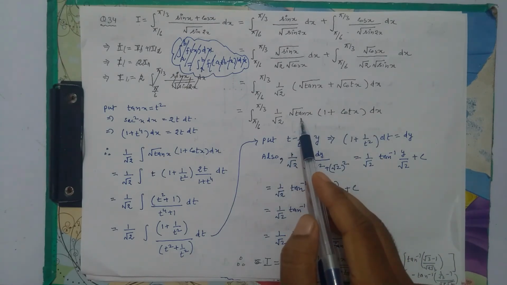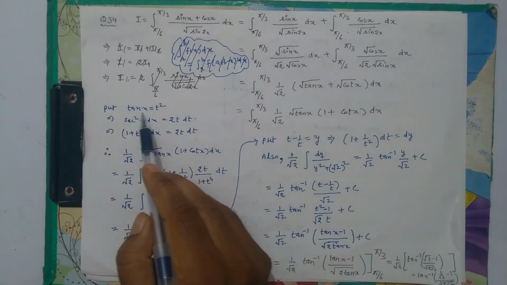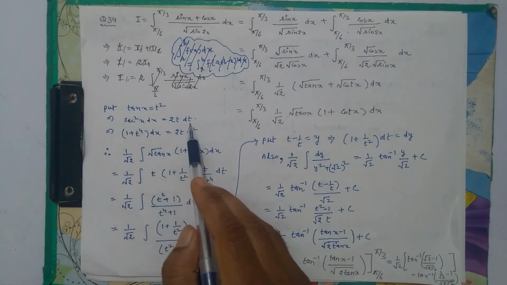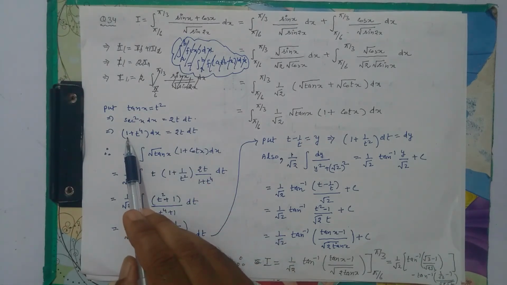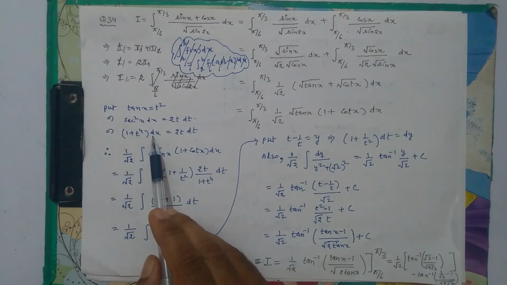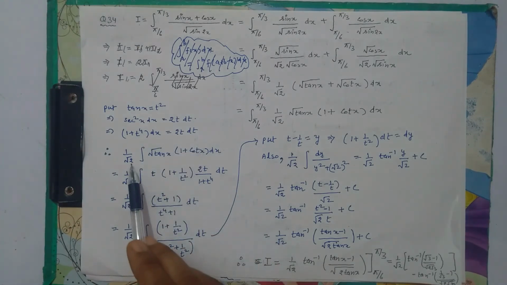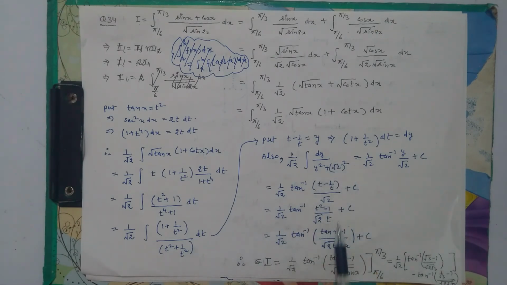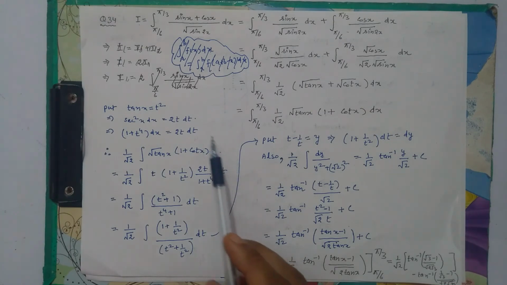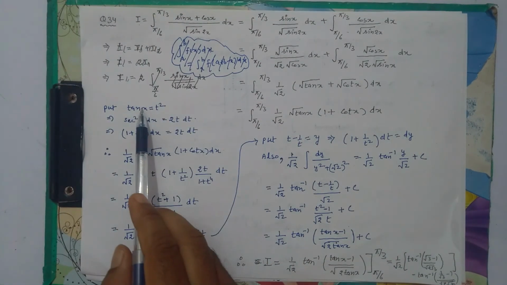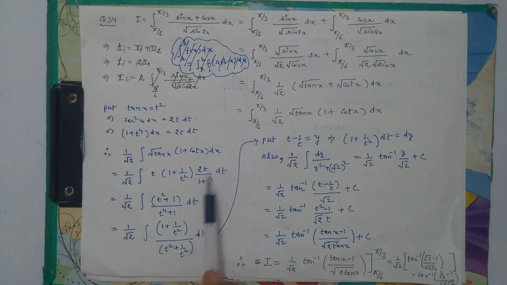So now what we do, we put tangent of x equal to t square, so that secant square x dx is equal to 2t dt. That means 1 plus t square over t raised to power 4, dx is equal to 2t dt. So this way this question is solved. So finally, we have not taken the limits. Without taking the limits, I have written this with blue ink.